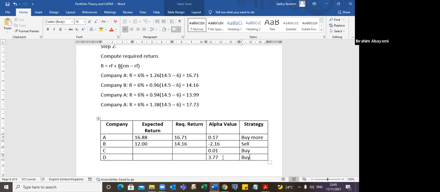This is how to use your alpha value to make a decision. So if I use this alpha value at a glance, I can see that I need to buy more of A, C, and D, but I need to sell B.